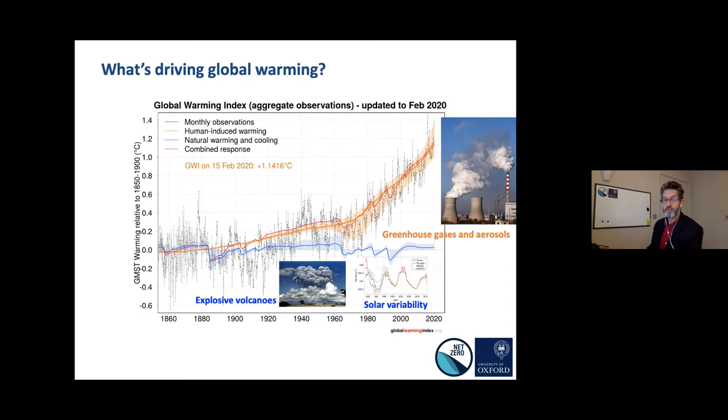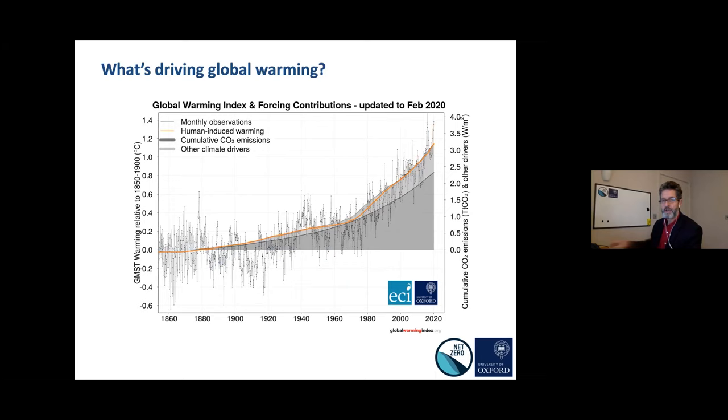So let's just think about how these things contribute to that ongoing warming. The orange line here on this figure is the human-induced warming, with a range of uncertainty on it, indicated by the orange plume. And if we zoom in now on what's driving that orange line, it's basically two things. The dark gray region here is the cumulative impact of carbon dioxide emissions. So the vast bulk of the warming to date is due to carbon dioxide emissions, just adding up over time.